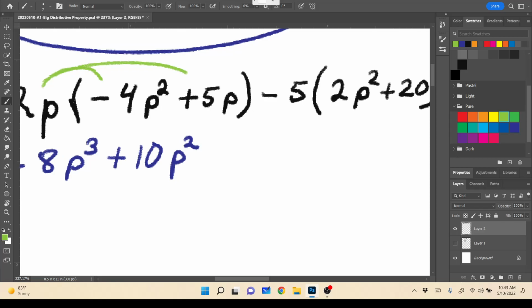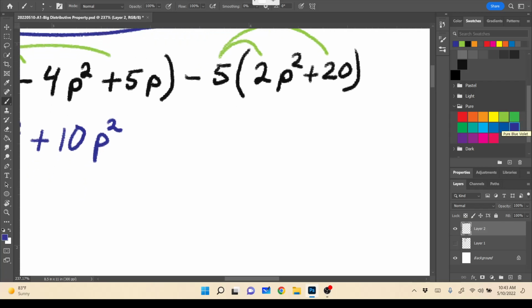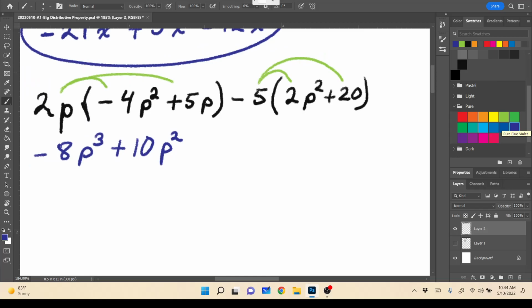And then we're going to distribute this negative 5. We've got to make sure that we understand that it's a negative 5, not a positive 5, so we don't make a sign mistake later, right? So what's negative 5 times 2p squared? Negative 10p squared. Negative 5 times 20 is what? Negative 100.